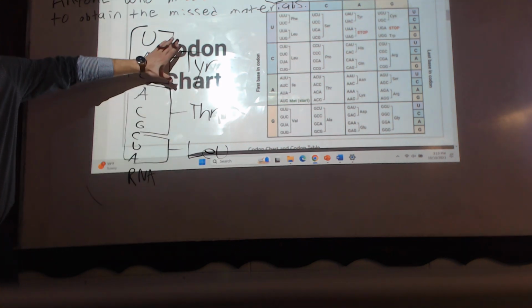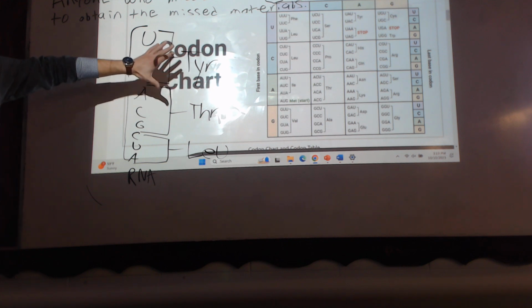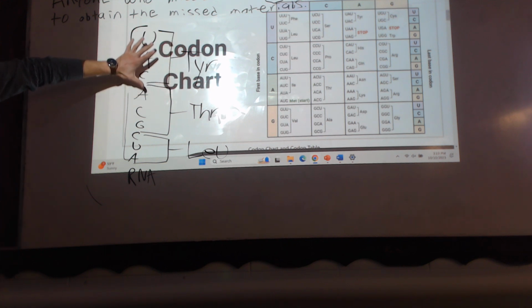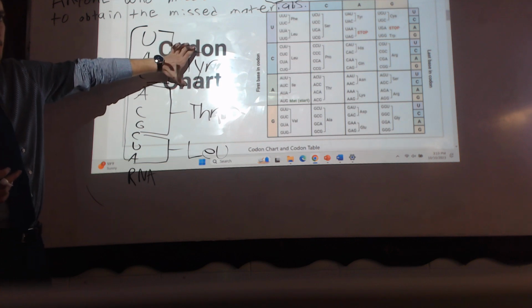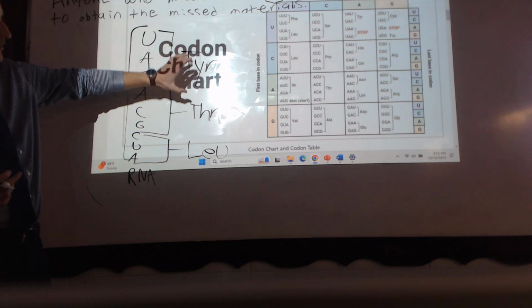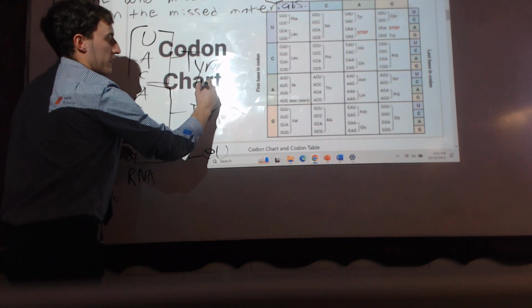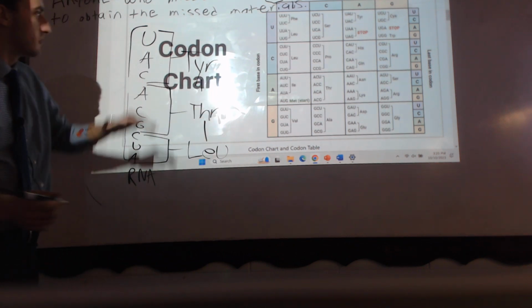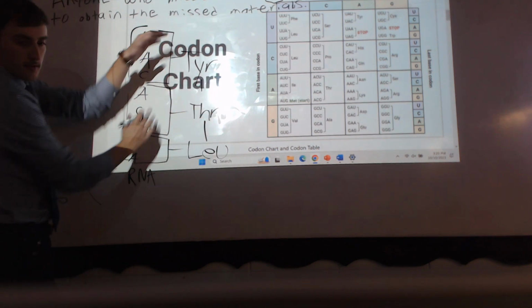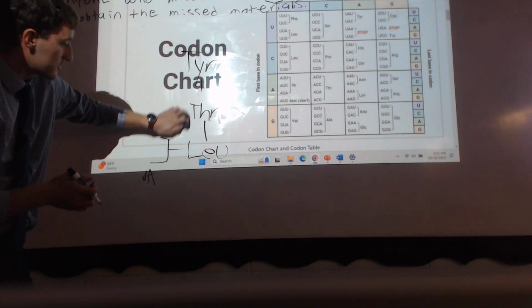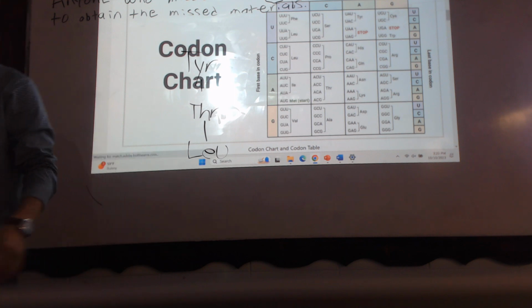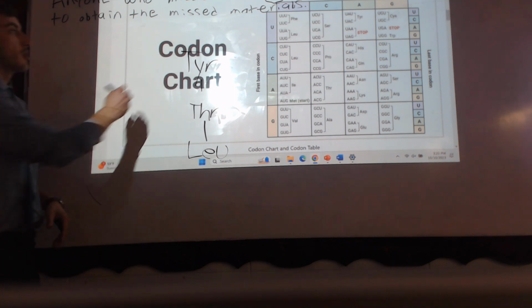And so it's going to bring these amino acids to the ribosome. The ribosome is going to match it with its respective amino acid. And then it's going to bond these amino acids together to make what? What did I essentially just make there? A protein. This is a protein.